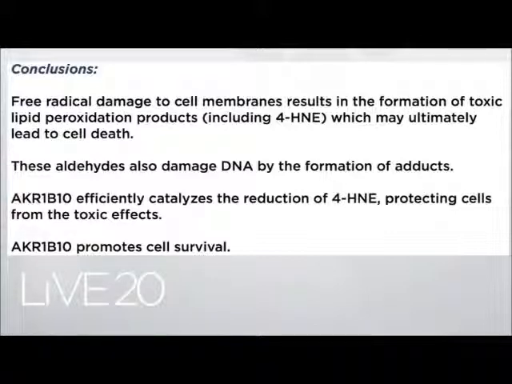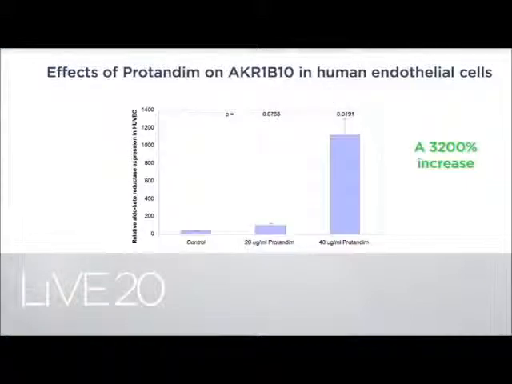More specifically, it's talking about one of those products, 4-hydroxynonenal, 4-HNE, which may ultimately lead to cell death. These aldehydes damage the DNA. They can cause mutations. And this gene product efficiently catalyzes the reduction of 4-HNE, protecting cells from toxic effects. What does Protandim do to this gene? The one on the left is the control. And here you see 2 concentrations, a very low and a higher concentration of Protandim, a 3,200%, 32-fold increase in the production of this gene product.